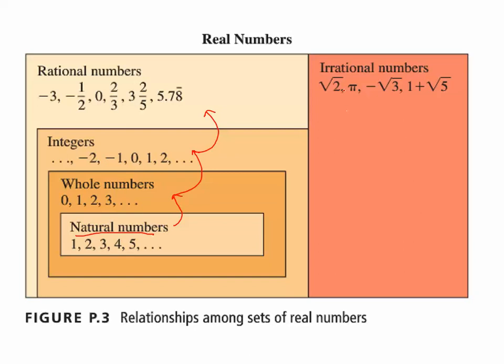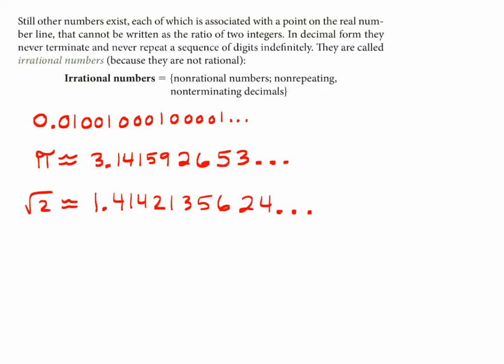Okay, now let's take a look at these irrational numbers. What in the world are these? Square root 2, pi, negative root 3, 1 plus root 5. What in the world is that? And so here's our definition. Again, if you're following me in the textbook here, we're on page 68, if you want to just follow along.